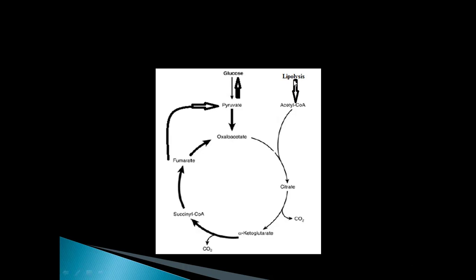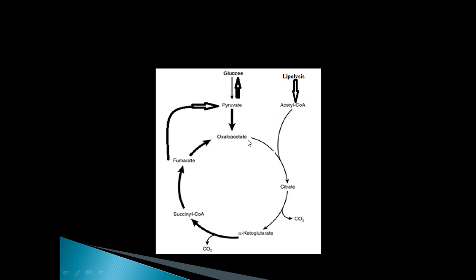So lipolysis produces excess acetyl CoA, and this acetyl CoA undergoes TCA cycle combustion and produces energy or ATP with the help of oxaloacetate. Now there is a problem in diabetes mellitus: the concentration of oxaloacetate is limited, because oxaloacetate in diabetes will be diverted for synthesis of glucose, that is gluconeogenesis.